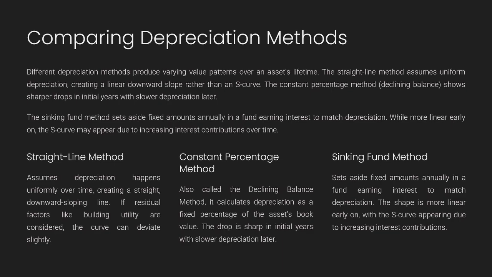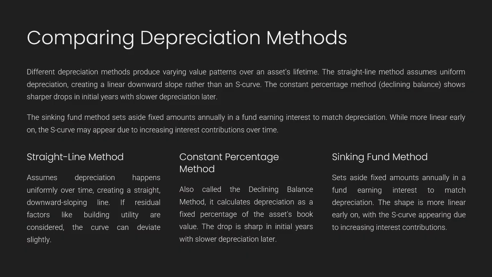The second method is the constant percentage method. It is also called the declining balance method. It calculates depreciation as a fixed percentage of the asset's book value. The drop is sharp in the initial years, with slower depreciation in the later years.